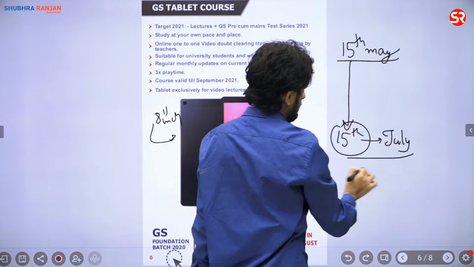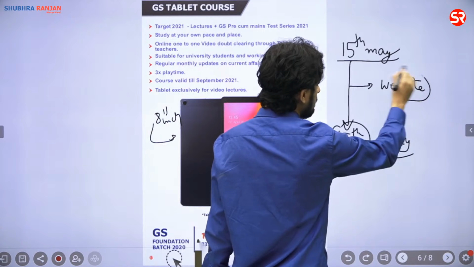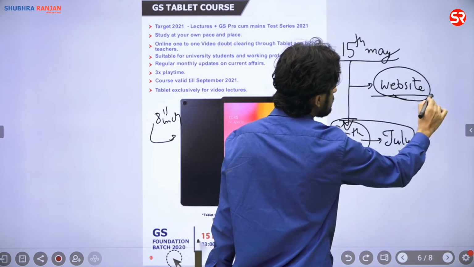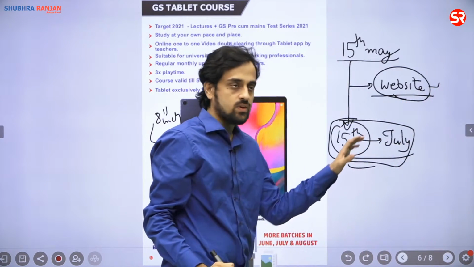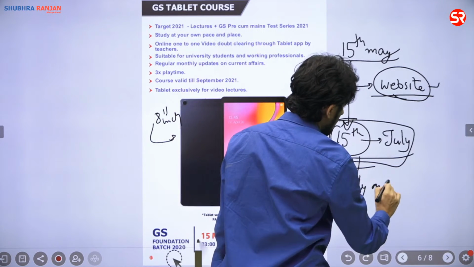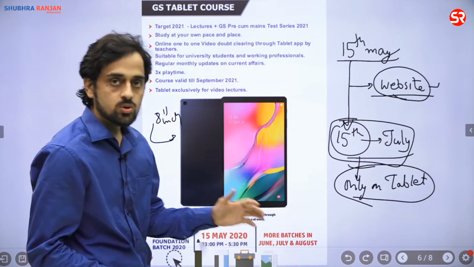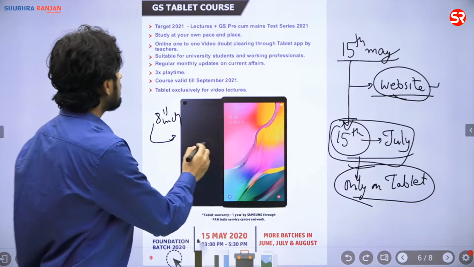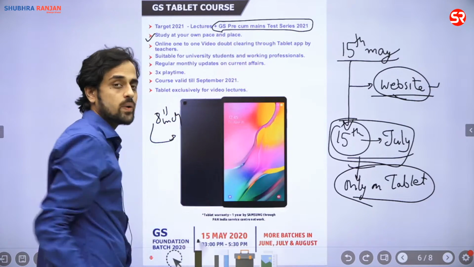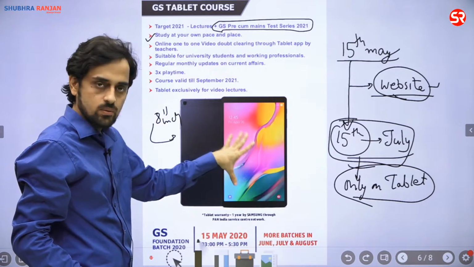For the first 2 months, the classes will be available on the website till the tablet reaches your hometown. Only when the tablet is available to you, after that we will switch off the website. So the course will be available for the first 2 months on the website. After that, only on the tablet. Please understand that the tablet is meant to give you flexibility, but also to maintain discipline in studies. You can obviously study at the pace you want. The validity of the course is till the mains examination 2021.